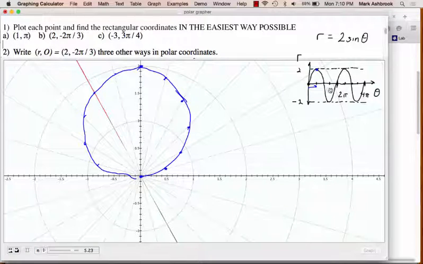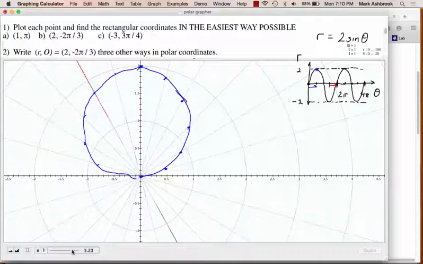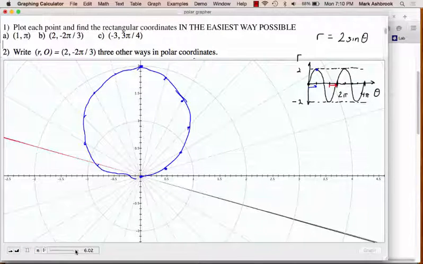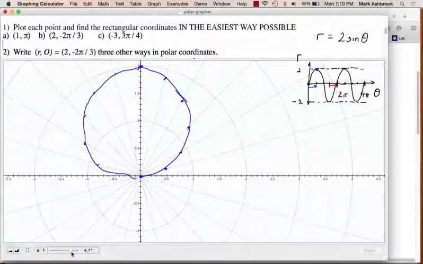Now we're looking here at the graph. From 3 pi over 2 to 2 pi, r is going to go from what to what? Negative 2 to 0. And what's that going to do? It's going to retrace what we already did in the second quadrant, right? So here's 3 pi over 2, negative 2 up here.